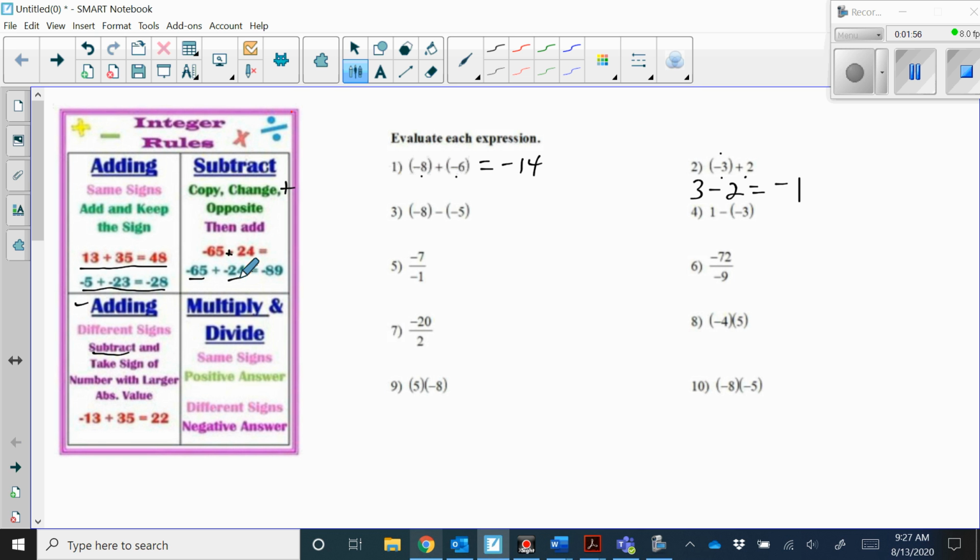For example 3 here, we're going to copy the negative 8, change to addition, and make this the opposite. And now we're going to use the rules of addition. Opposite signs subtract, and keep the sign of the larger number.